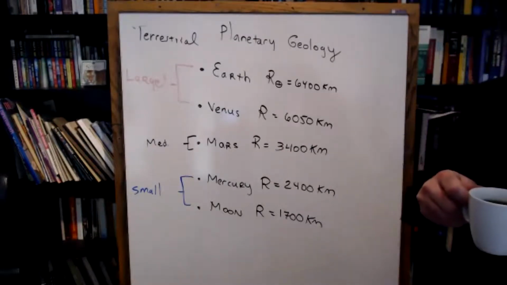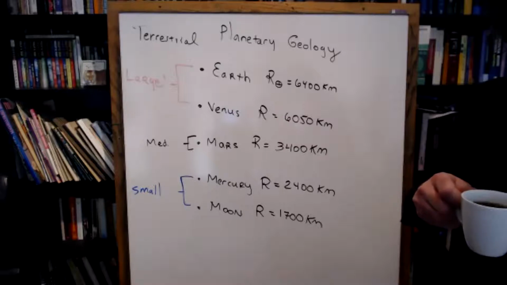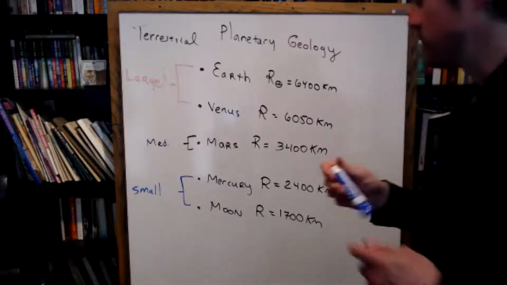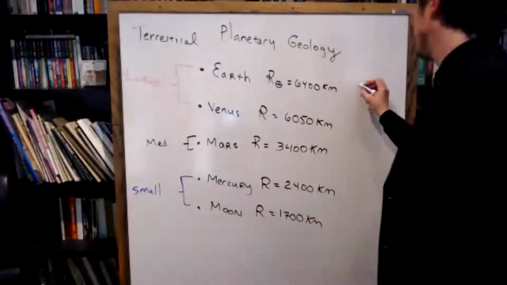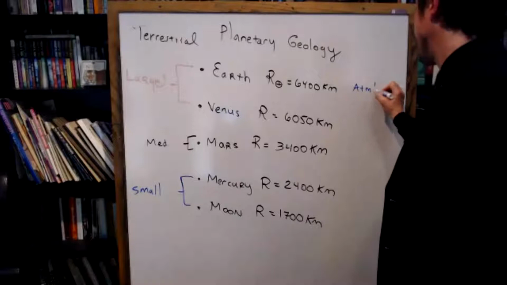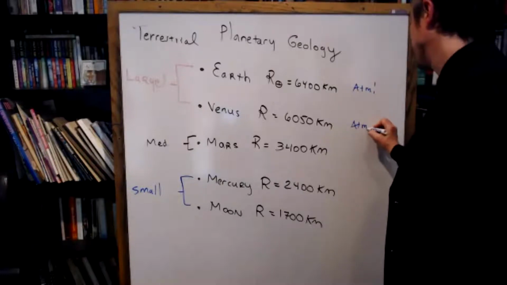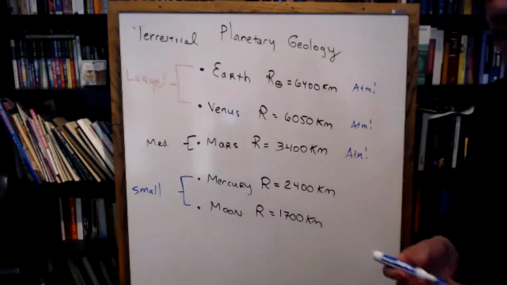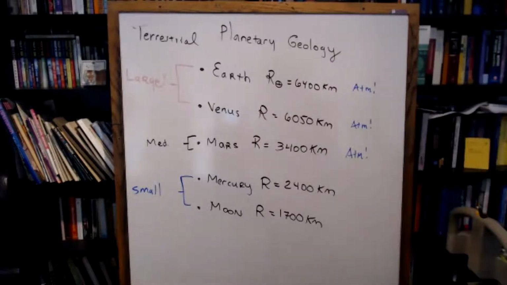Was it just Earth and Venus? And one more. Mars? Mars. Yeah. So you might even want to make a note of that if you didn't know this. There's an atmosphere for these. And by the way, it's no surprise that the planets with the atmospheres are the three largest.